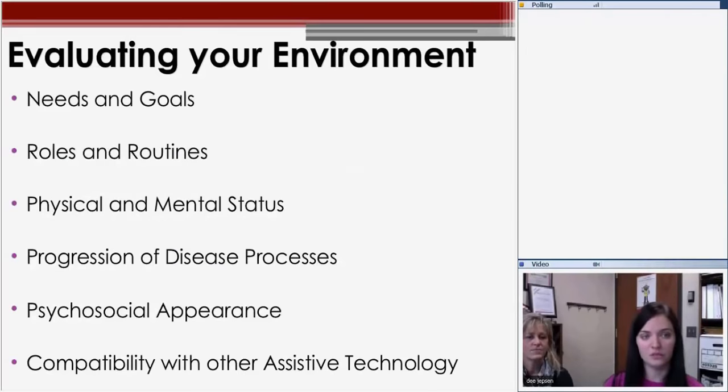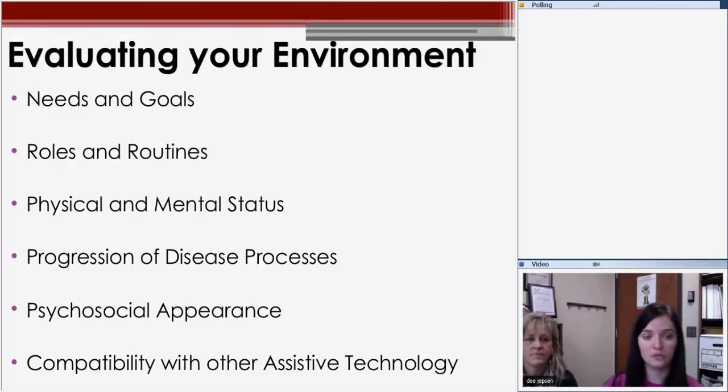Evaluating your environment includes looking at your needs and goals, both as an individual with a disability or impairment, and also your needs as a farmer. That includes your roles both on and off the farm, your physical and mental status, and the progression of disease processes. If you have a progressive illness, you want to think about not only your needs today, but also your needs in the future and how that's going to impact the type of mobility device you select, as well as your views on obtaining a chair, how that may affect you psychosocially, and the implications that can have for your level of independence.